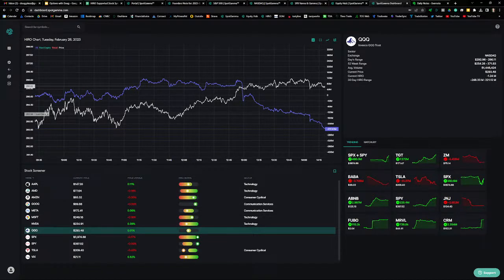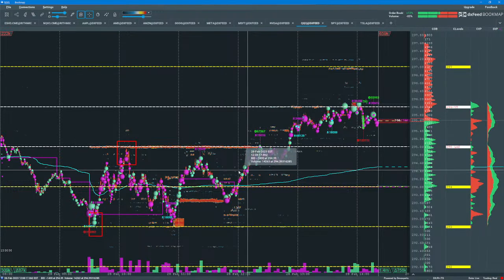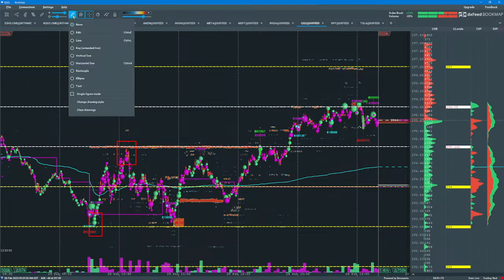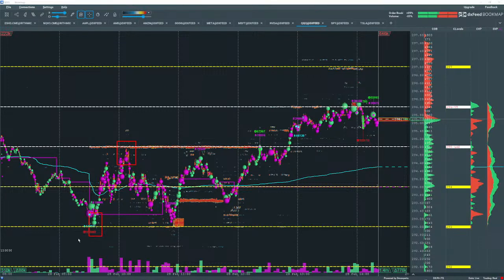Let's go back and look at Bookmap. So here is the initial long here with that slight divergence, and you can see that order flow confirms that. And then here's the more sustained entry long there, and again order flow confirms that. Let's just zoom in on that.